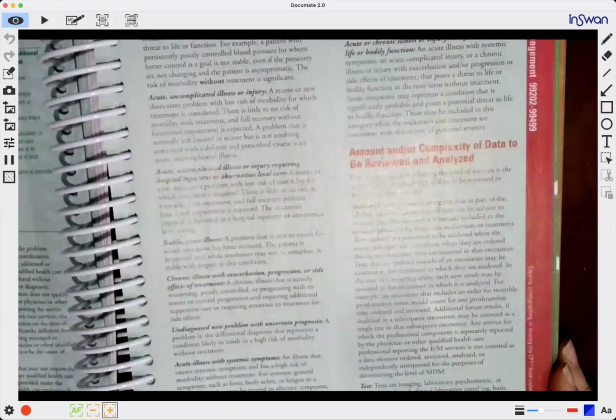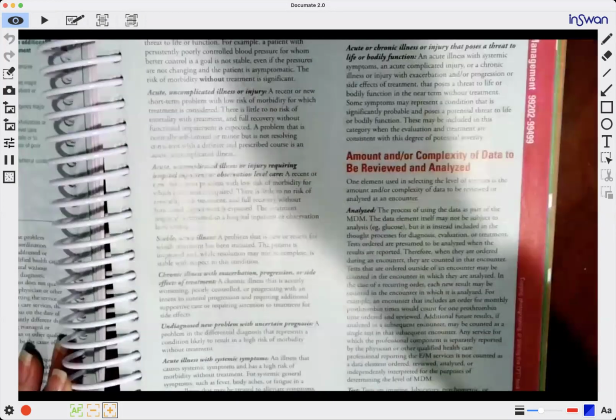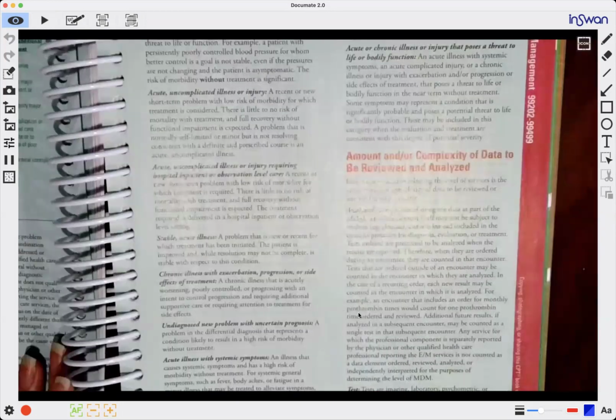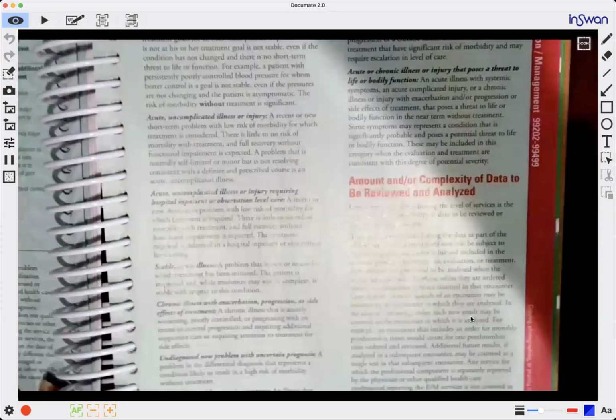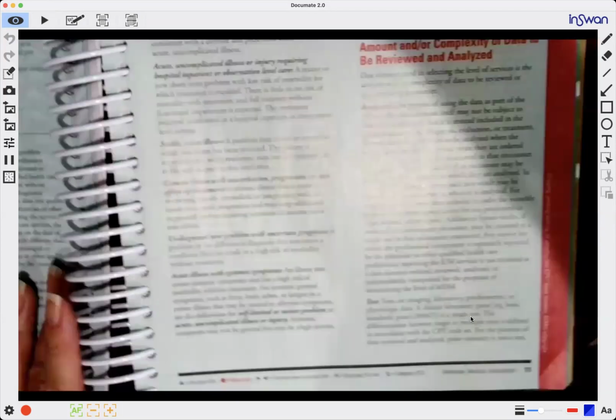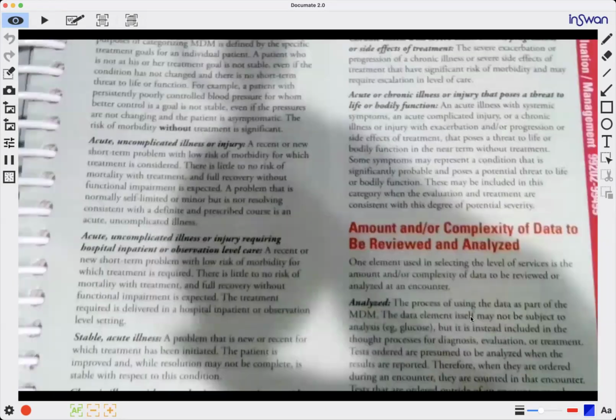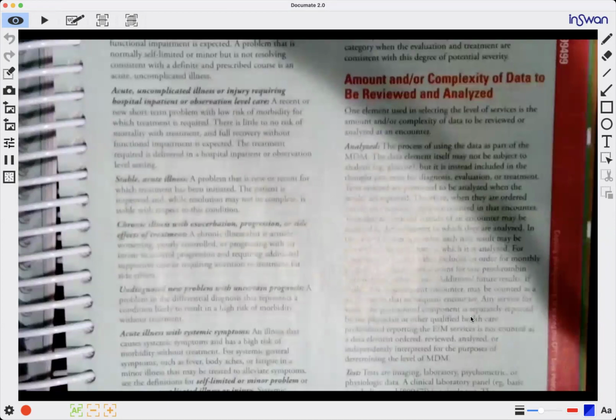And then similarly, we have information on the amount or the complexity of the data. Let me see if I can make this appear a little bit better. It looks like I have a little bit of a glare on there. So let me see if this helps at all.